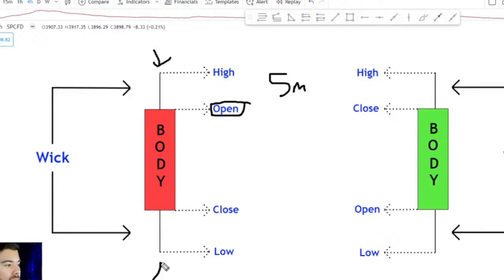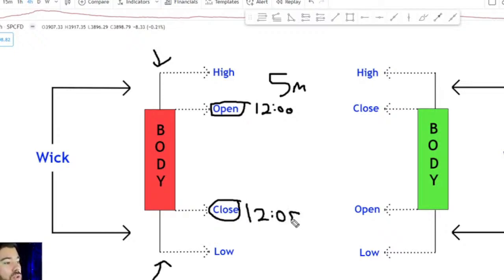The low is the lowest wick on that candle. That's the lowest point price got to in 5 minutes. And the close is the closing price after 5 minutes of data on a 5-minute chart. Again, if we started this at 12 o'clock, then the closing price would be at 12:05.